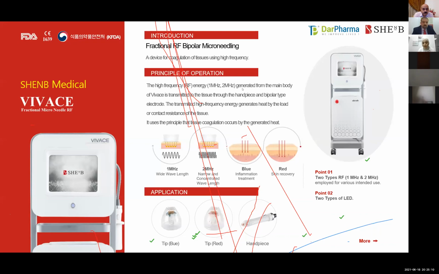About the applications for the VIVACE handpiece, we have two different needles. The first one is the blue insulated needle, and we can use it for lifting and tightening cases. And the other, red non-insulated, is used to treat acne, pores, post-acne scars, and stretch marks.